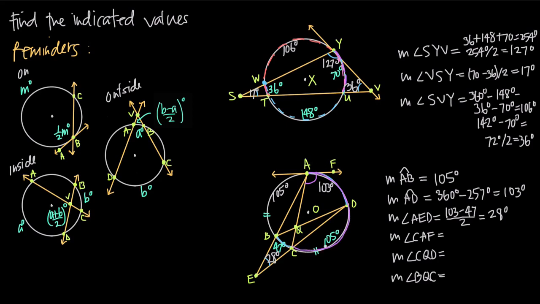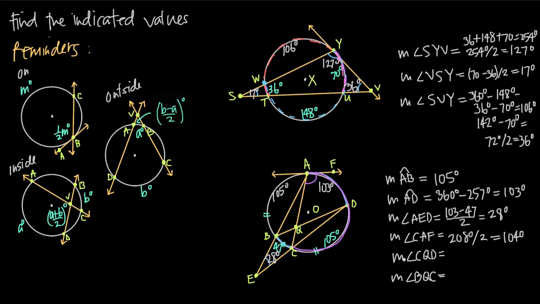So this inscribed arc here, the degree measure of that arc is going to be 103 degrees plus 105 degrees, which is going to be 208 degrees. If I take 208 degrees and I divide it by 2, because the angle measure will be 1/2 of the degree measure of the arc, I'm going to get 104 degrees as the degree measure of the angle.